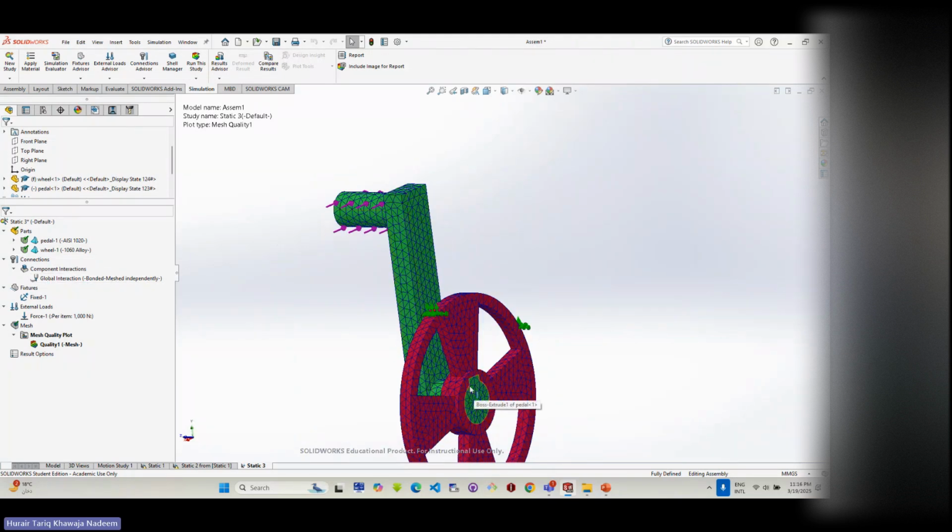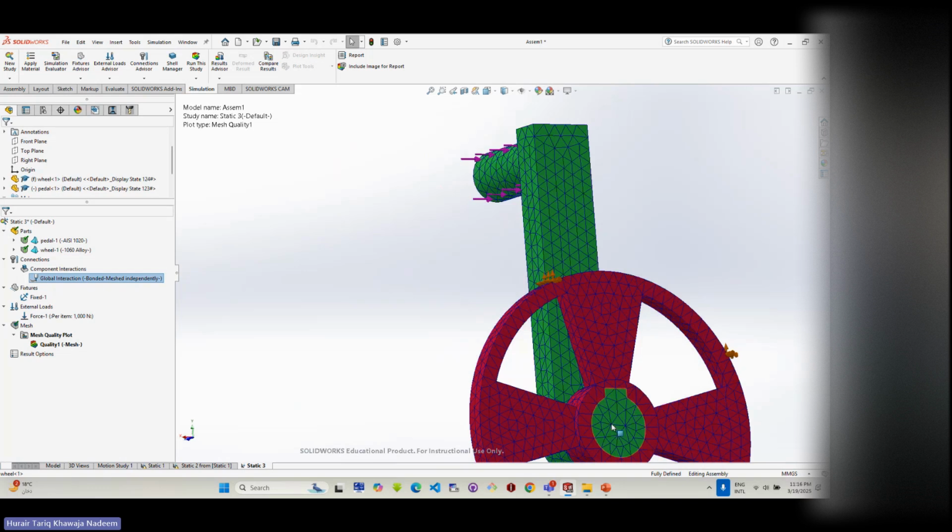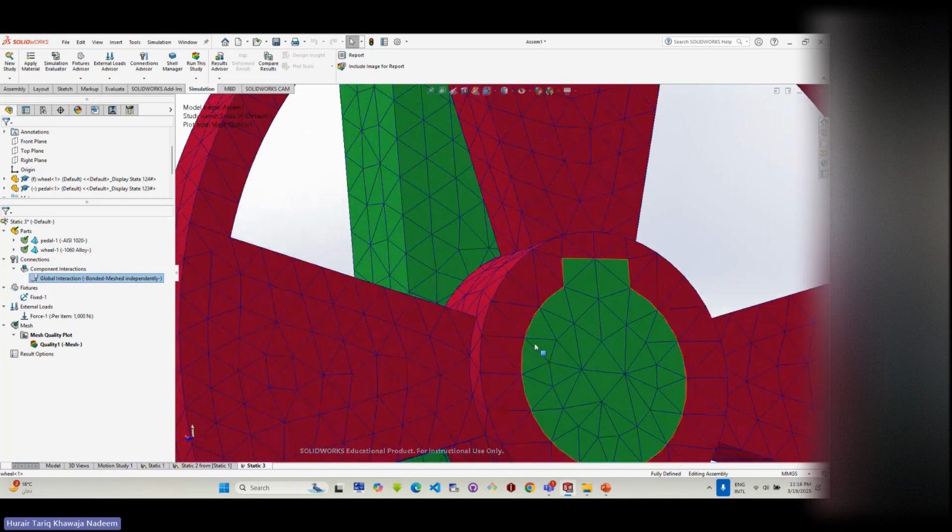between this key and this thing? These are two components. We only have an interaction over here. And what type of interaction is it? Bonded, meshed independently. Now see what is the meaning of meshed independently. Look, this is a separate mesh, separate mesh. This is a separate mesh.